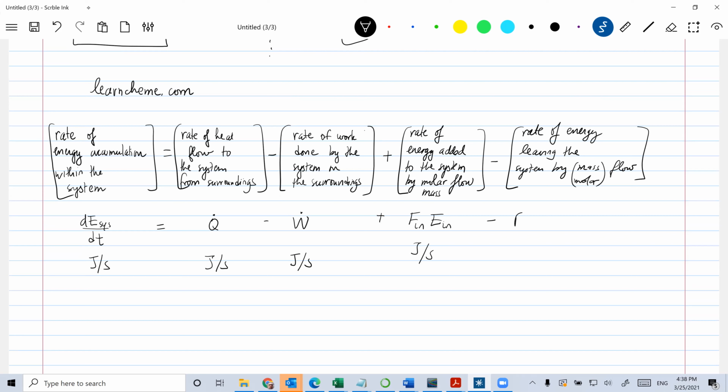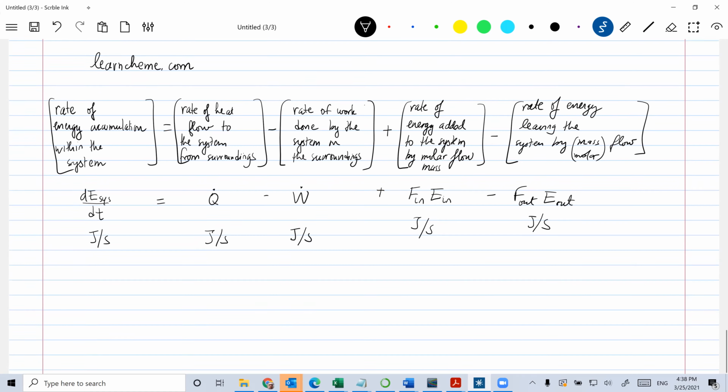And this is your minus F out, E out. This is very, very general. We can't use this as is, of course. We have to make some changes to it. We cannot use this as that.